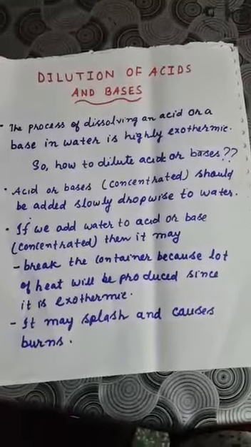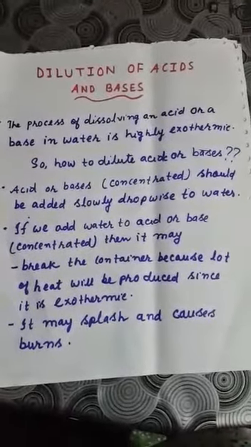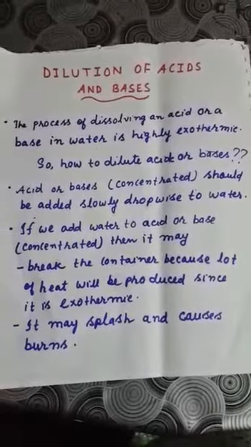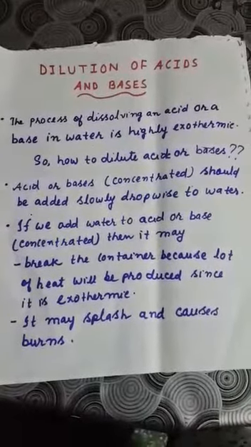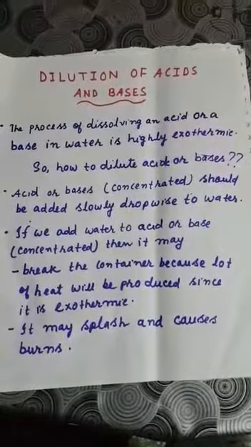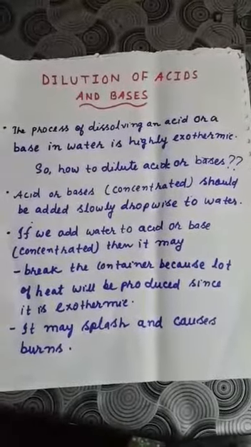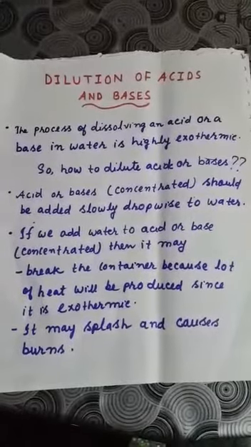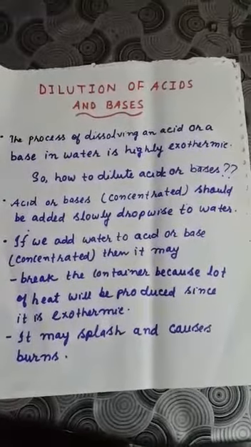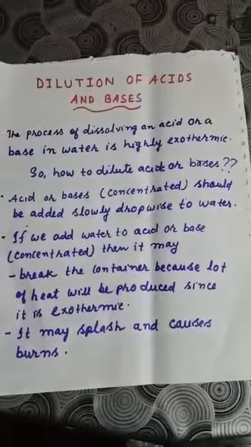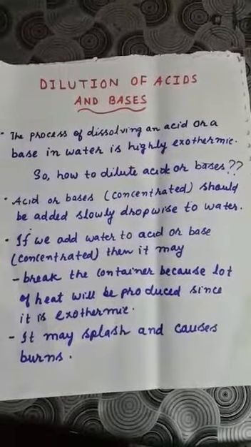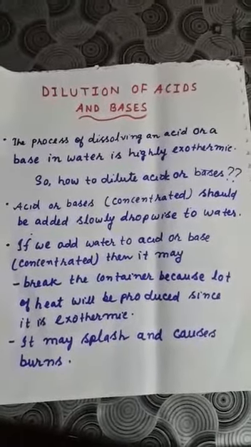So today let us start with the topic dilution of acids and bases. So what do you mean by dilution? Dilution is the process of decreasing the concentration of solute in solution. So what is the solute present in acidic solution? It is hydrogen ion, and in basic solution it is the hydroxide ion. So if we dilute an acid or base, what will happen? The amount of hydrogen ion and hydroxide ion will decrease.